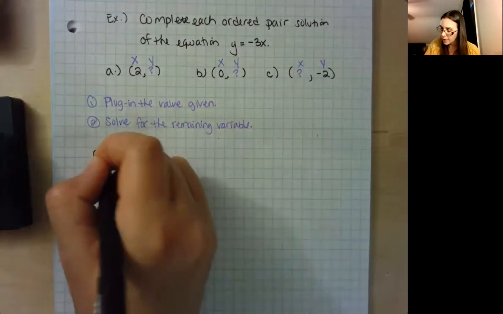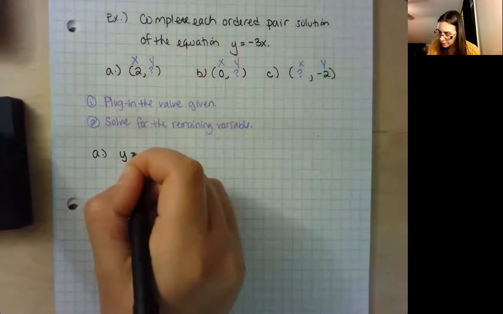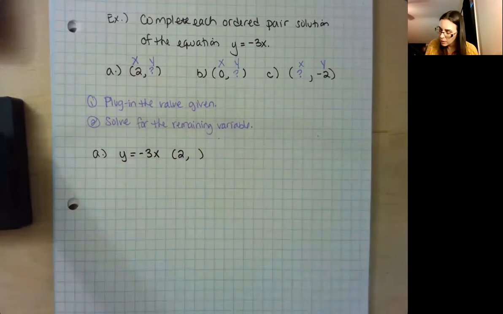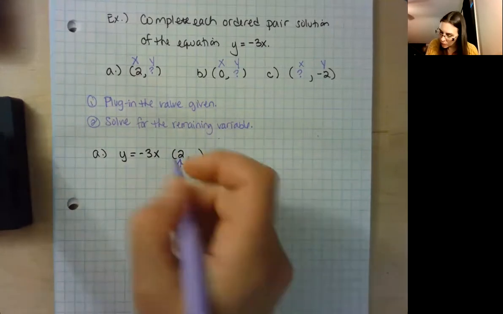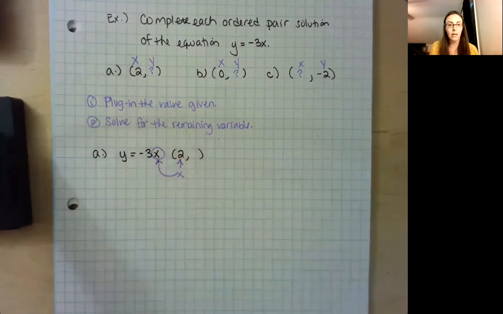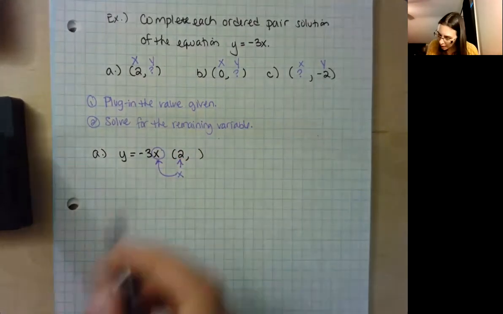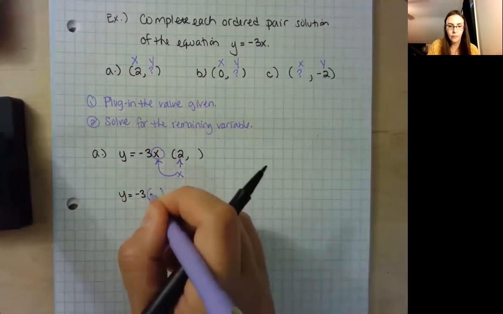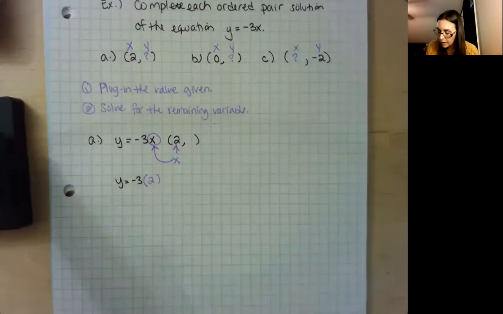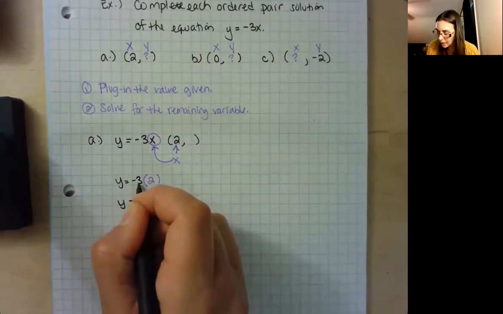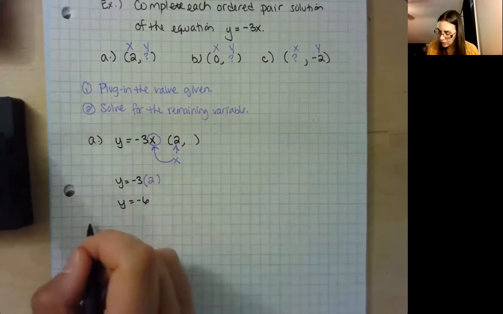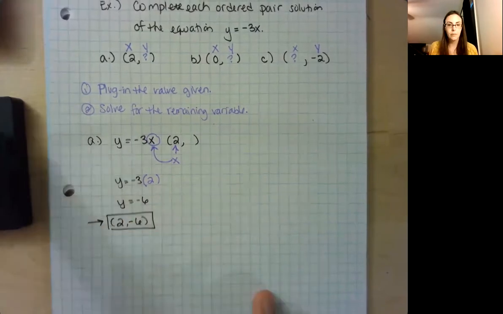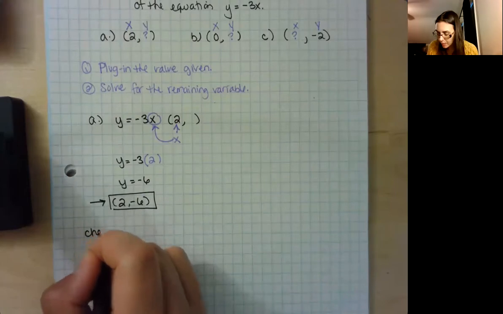So, okay, I'm going to go to A. Here's my original equation. I'm just going to rewrite it for a second. And I have 2 comma blank. So in this particular example, I know my x value. So I'm going to take that x value and plug it into my equation. So I have y equals -3 times, and my x value here is 2. And now I'm going to solve. And this one's actually pretty easy to solve. I just multiply. -3 times 2 is -6. So my final answer is 2 comma -6.